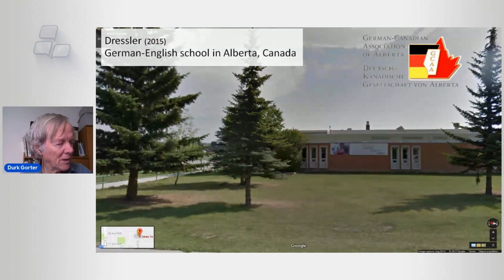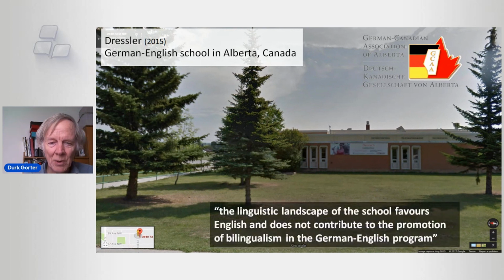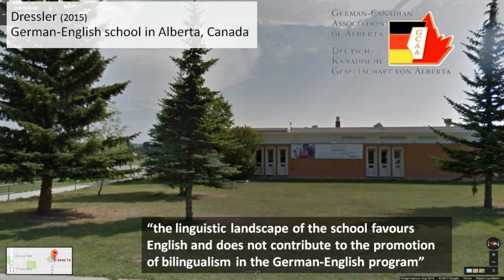We also see a bit another effect in a German-English school in Alberta in Canada. You would expect that there was a lot of bilingual German-English signage, but what actually happened in that school is the linguistic landscape of the school favored English, and it did not contribute to the promotion of a bilingual German-English program in that school. So that can also happen with this linguistic landscape.